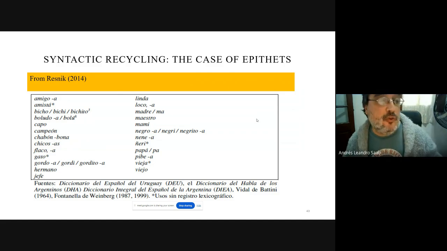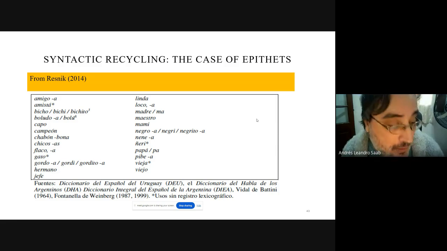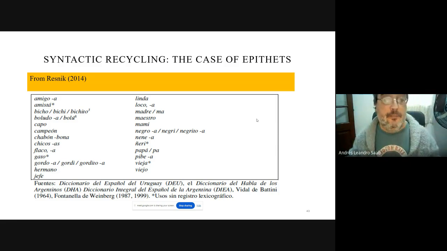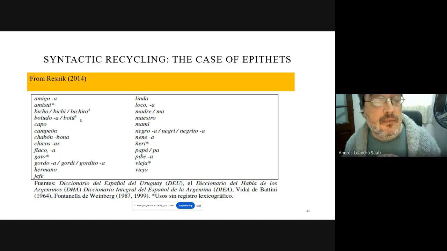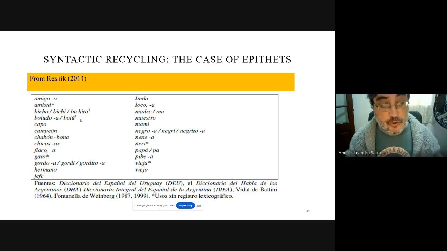Amigo, amiga, bicho, bichi, boludo, capo, campeón, chabón, chico, flaco, gato, gordo, hermano, jefe. All these words are predicative at the truth conditional level, but they are vacuous at the truth conditional level when used as vocatives. Okay.